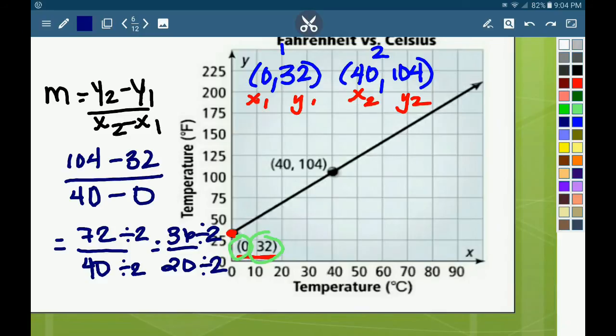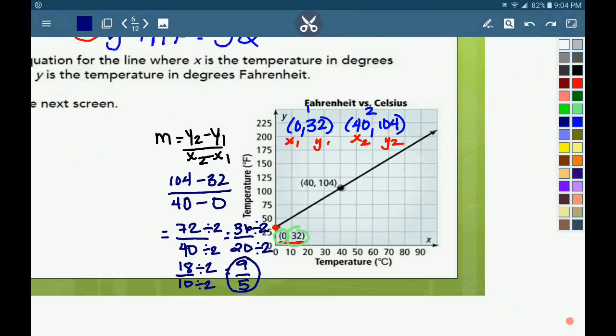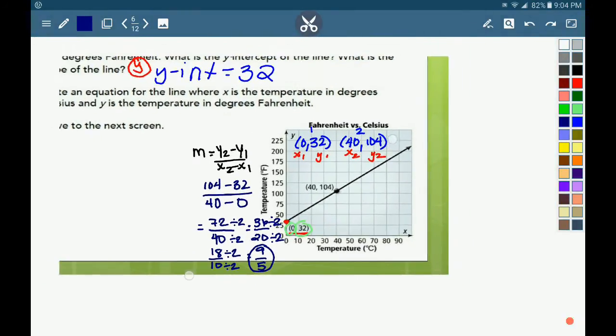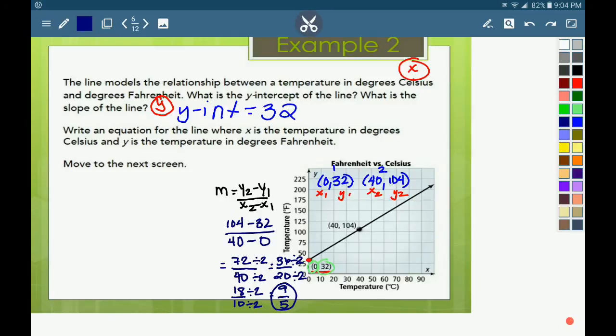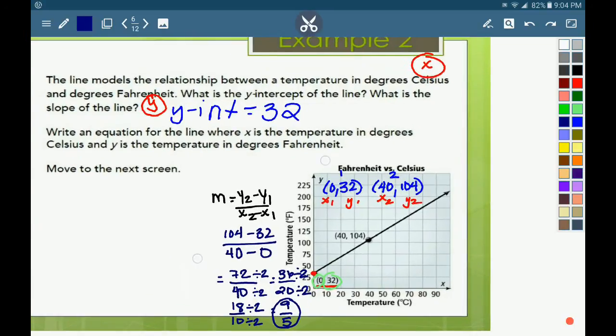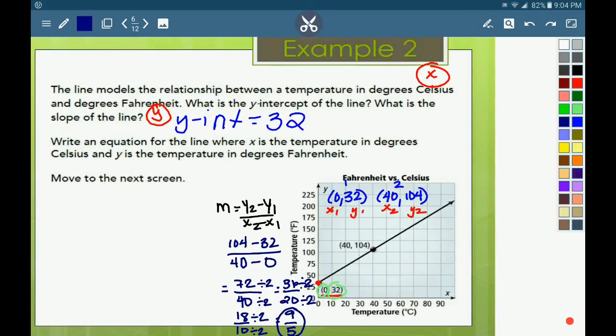Okay, so I'm getting 18 over 10. I can reduce that one more time. 18 divided by 2 is 9, and 10 divided by 2 is 5. There we go. That's as reduced down as it's going to get. So my slope is 9 over 5. Okay, so I've identified now my y-intercept and my slope.